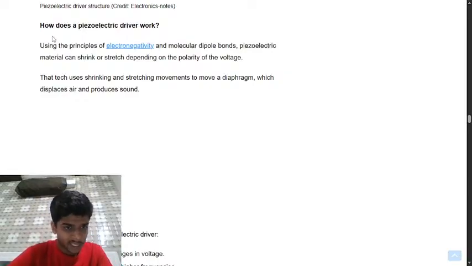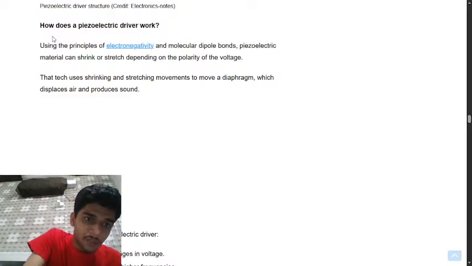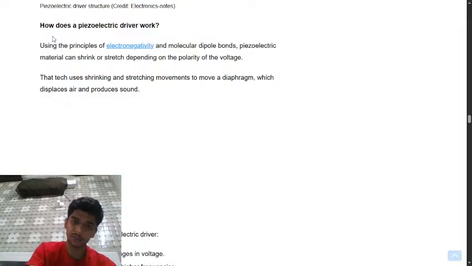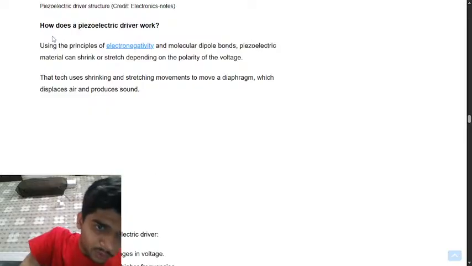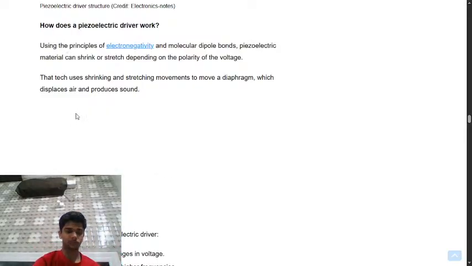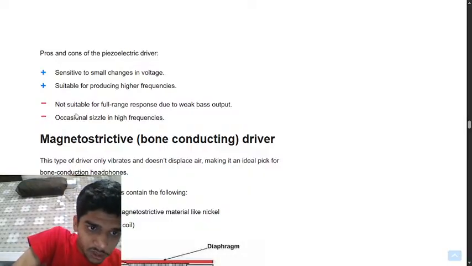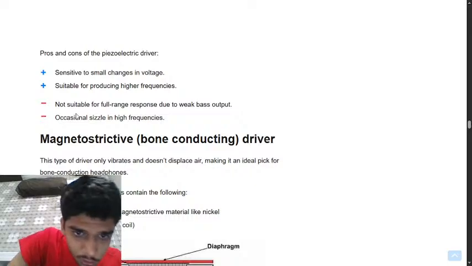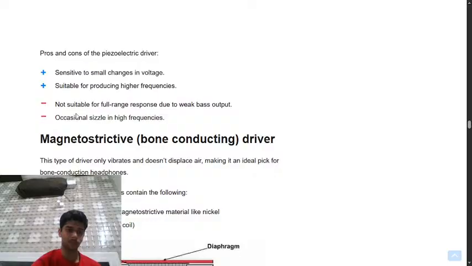piezoelectric material can shrink or stretch depending on the polarity of the voltage. That tech uses shrinking and stretching movements to move a diaphragm, which displaces air and produces sound. Sensitive to small changes in voltage, suitable for producing higher frequencies, not suitable for full range response due to weak bass output and occasional sizzle in higher frequencies.